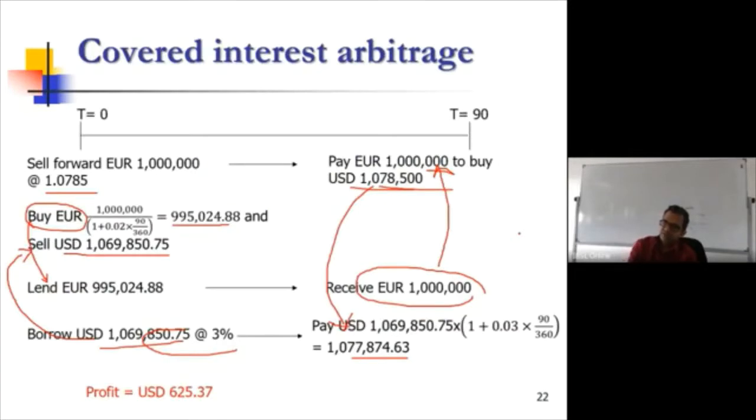So that's how we identify whether there's any covered interest rate arbitrage, and that's how we do a set of transactions to exploit that arbitrage opportunity and make the arbitrage profit. Any question?